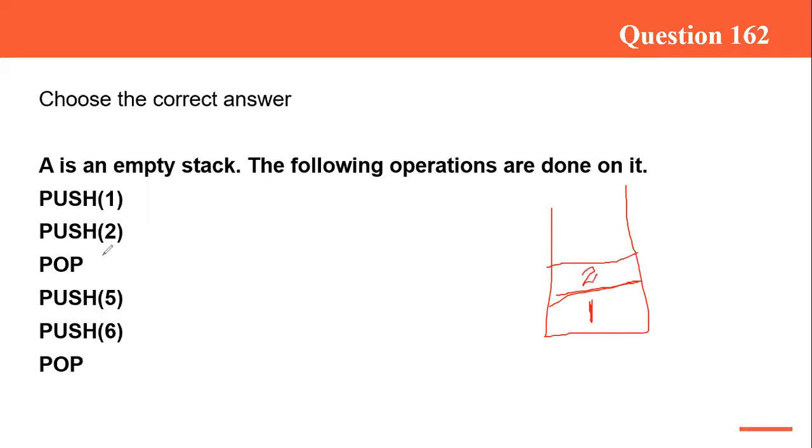And then I have pop. Pop means what? 2 will be popped out. Right. I hope you have written, girls, everyone. 2 will be popped out. Then after that, what's the next thing? Push of 5. That means 5 will be pushed. Then push of 6. That means 6 will be pushed. Then pop. That means what? 6 will be popped out.